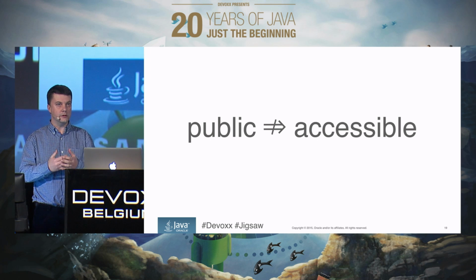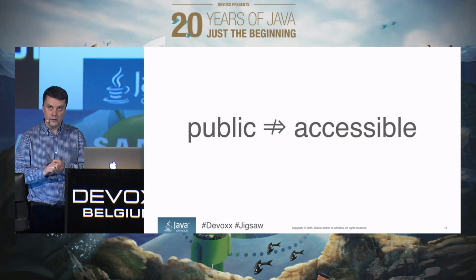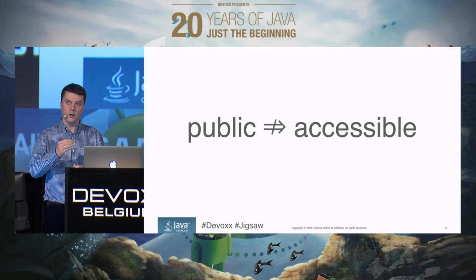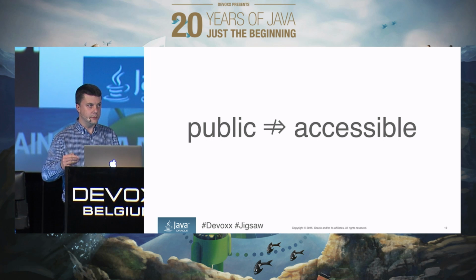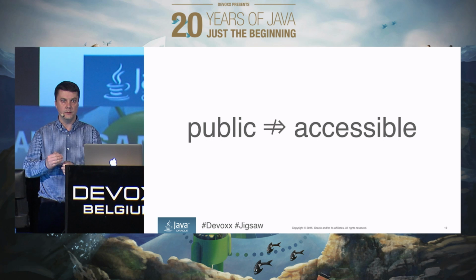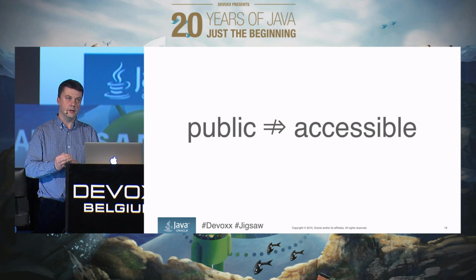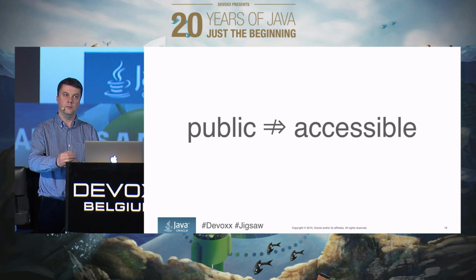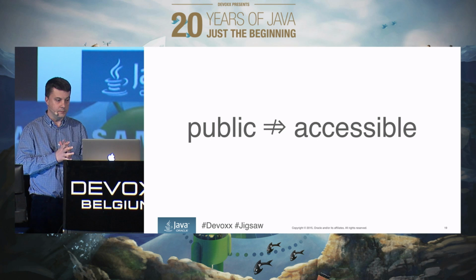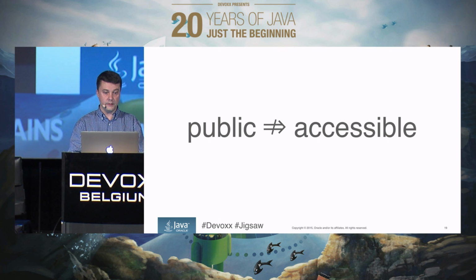Now we're introducing modules, we're introducing encapsulation, public types. Some public types may no longer be accessible. So this is a really, really fundamental change. And when I say not accessible, I'm talking about at compile time, and I'm talking about at runtime. And at runtime, I'm talking about static references, I'm talking about core reflection, I'm talking about method handles. They're just not accessible.